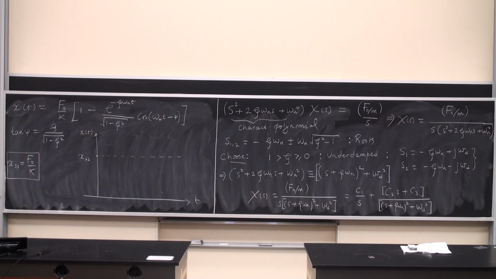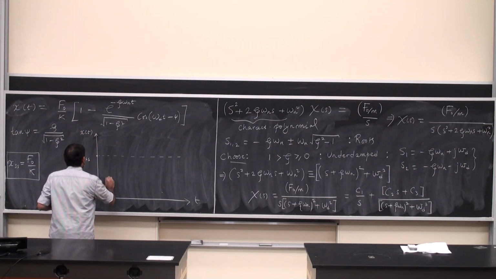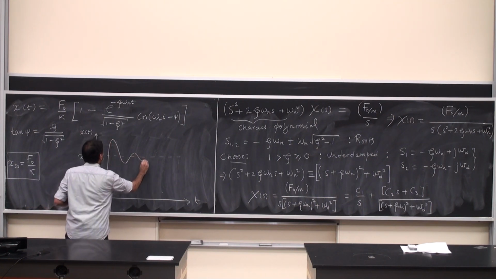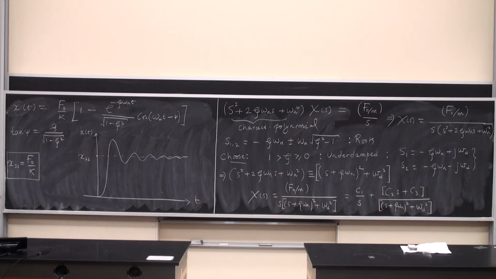F naught over k. So if somebody performs an experiment for a unit step function or for a step input and tells you this is the steady state value and gives you the value of F naught, I immediately know how to find the stiffness of the system. Okay, that's the use of this one. We start from 0 initial condition, so there is a 0 slope to begin with. We rise up and the system oscillates about the steady state value.